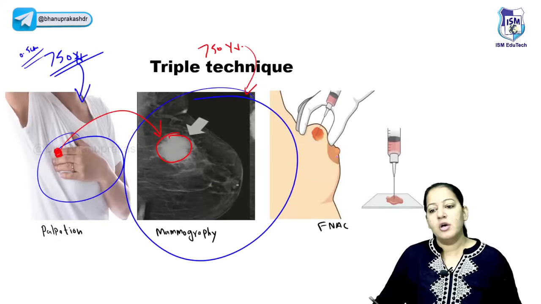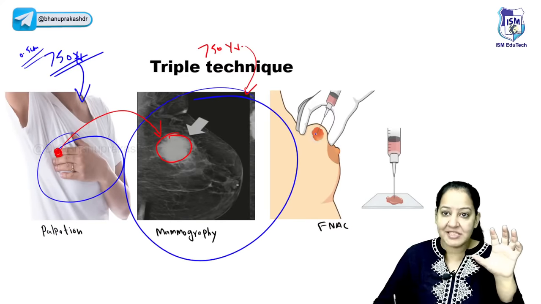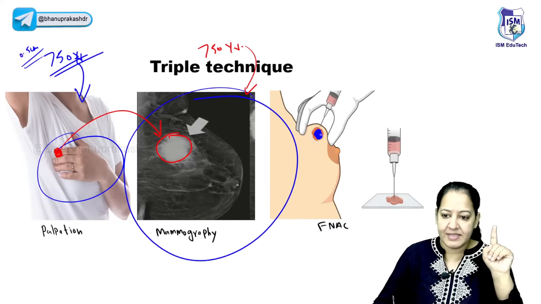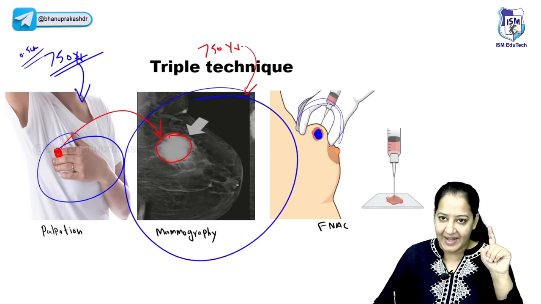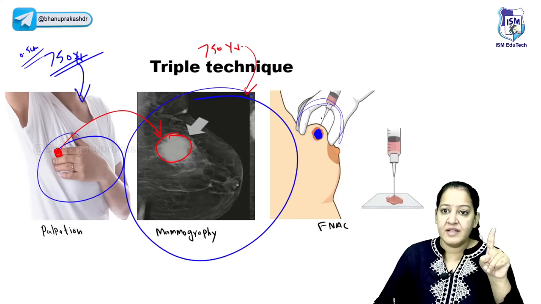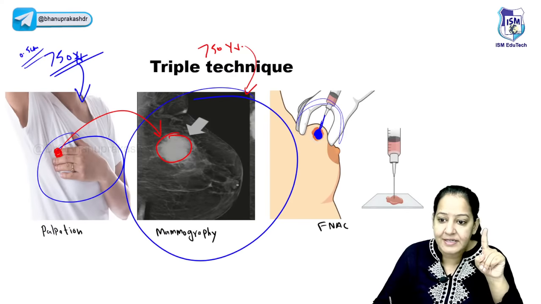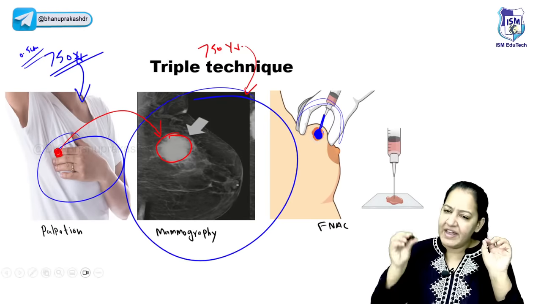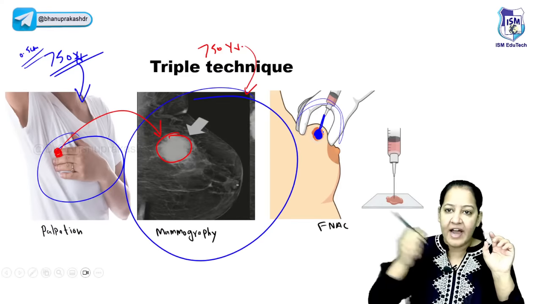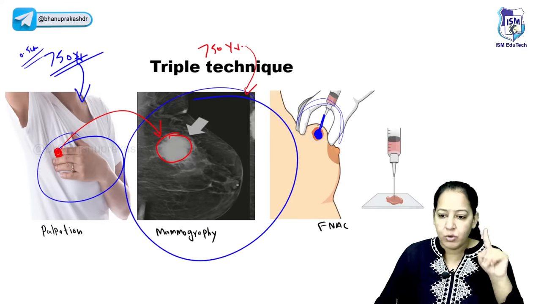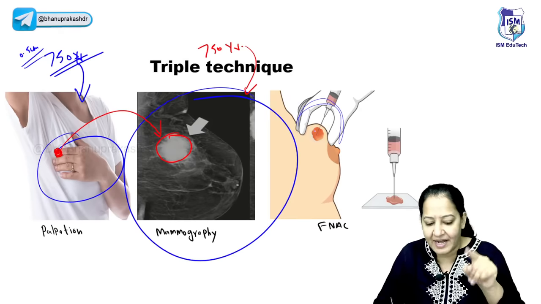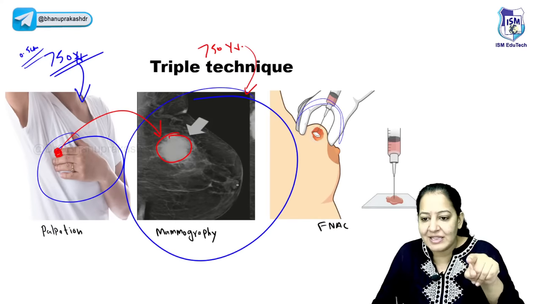How to take the cells out? So first, if the mass is palpable in the breast, you can see. The person who is examining and doing the FNAC fixes the mass with one hand. Then with the other hand, a small, very thin, fine needle is inserted inside that. And we do the to and fro motion like this, so that the tumor cells present inside this mass will get dislodged.